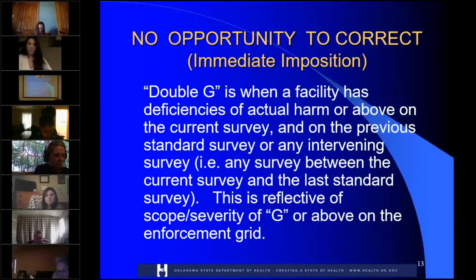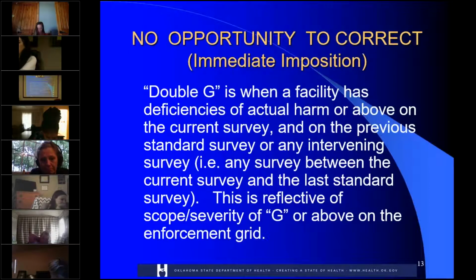However, if maybe there was a complaint in February and it was a past non-compliance IJ, for example, and so you had something cited at J, but it was fixed before survey came. It was still something that was cited at G and above since the last standard survey. So at that point, it becomes a double G situation.